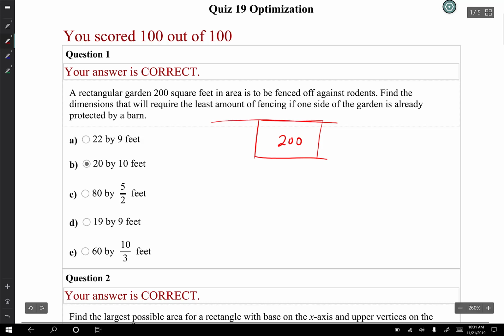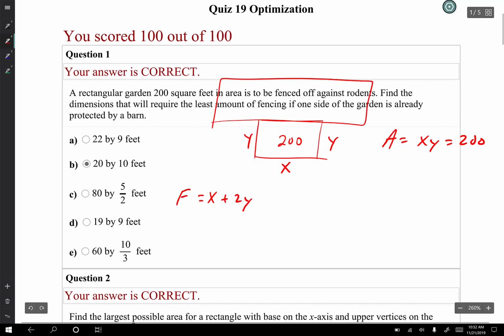All right, so here's the barn. I'm gonna take it over there. So this is x, this is y, this is y, and what I'm trying to minimize is the amount of fencing. So I know that my area is x times y, and that equals 200, and the amount of fencing is just x plus 2y, and that is what I'm trying to minimize. So that's what I'm going to take a derivative of.